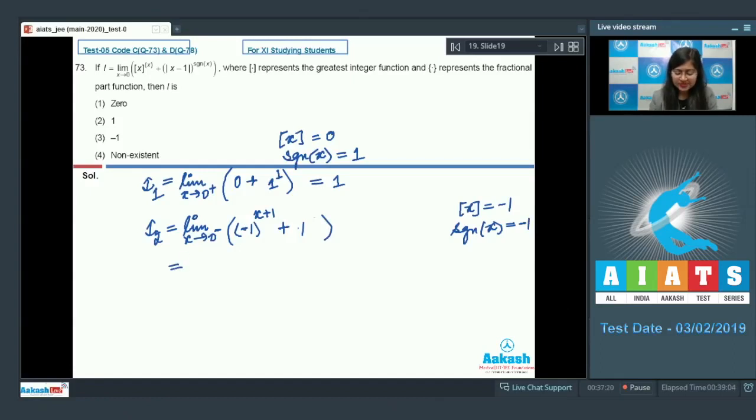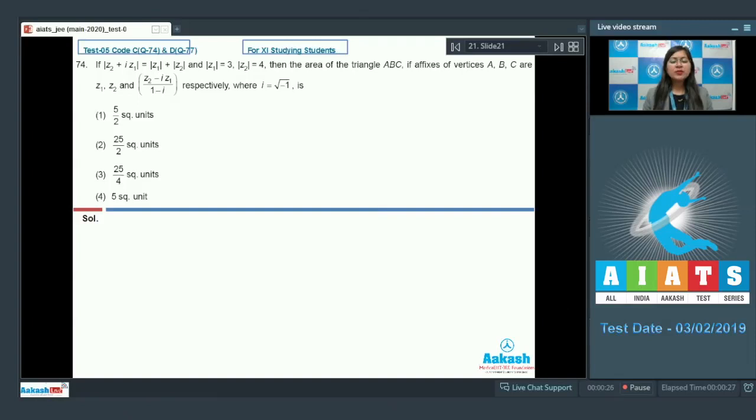Here also, putting x equal to 0, we will get minus 1 raised to the power 1, that is minus 1, plus 1 equal to 0. So we can say that the limit of the given function does not exist. So the correct answer will be option number 4. Next is question number 74.